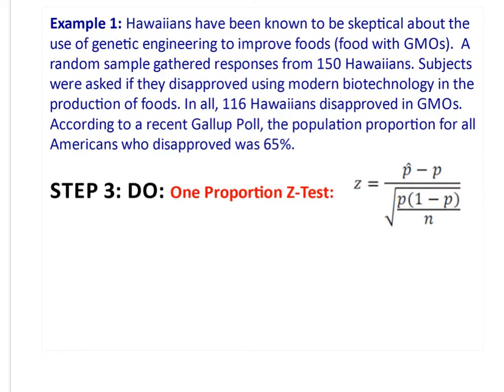So now I get to the do step, and this is very similar to the first video, but there's going to be one little difference. So let's write out my knowns real quick. I know that p equals 0.65. I know that n, or my sample size, is 150. And then I'm missing one part of my formula. I still need to find p hat. Well, p hat comes from the number who met the characteristic of interest divided by the sample size, or 116 out of 150, and that gives me 0.77.